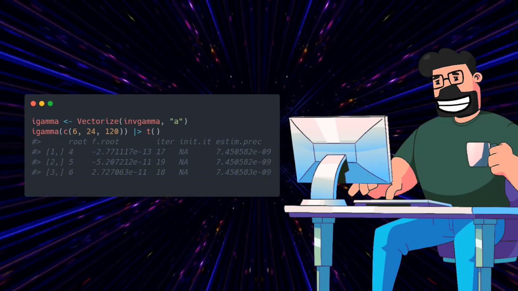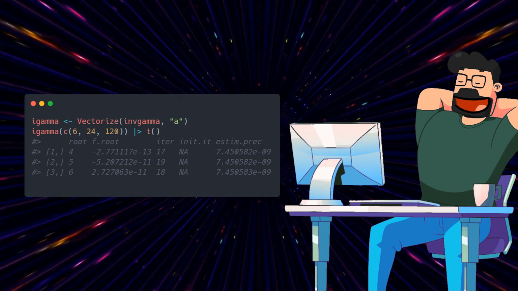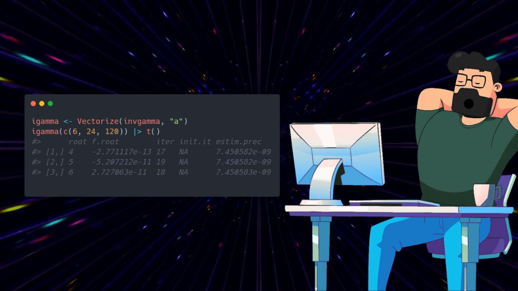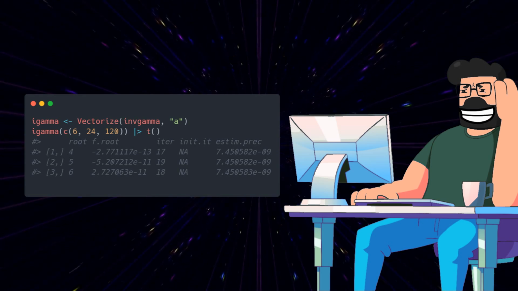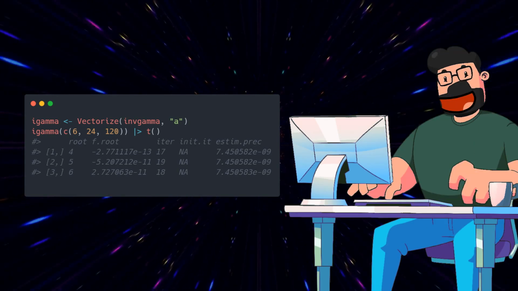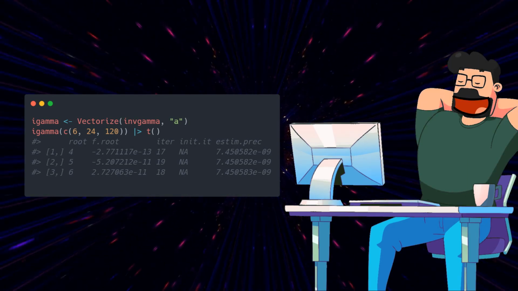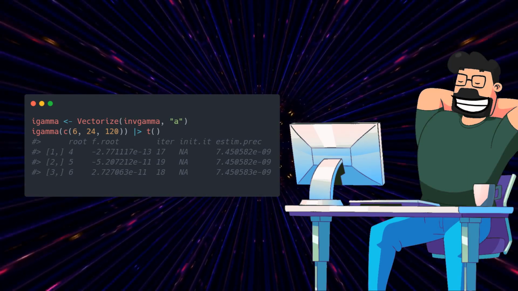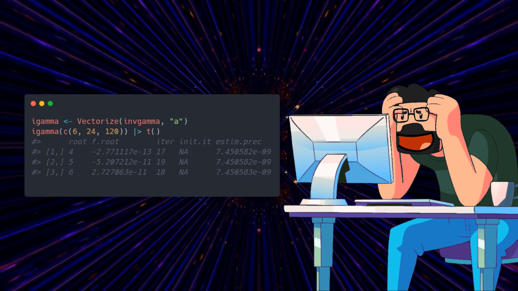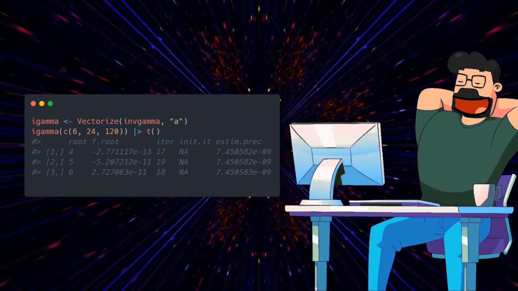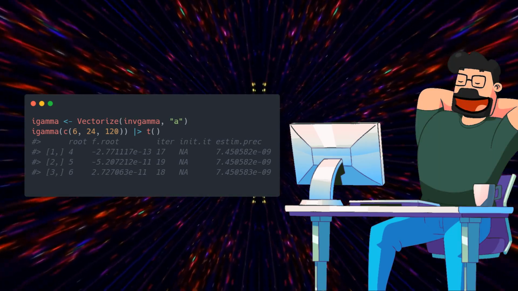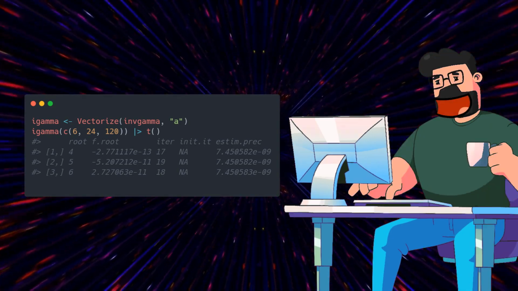Continuing with the solution, we can further enhance the invgamma function by vectorizing it using Vectorize. By vectorizing the function, we can efficiently calculate the input values for multiple output numbers at once. This allows us to find the input values for 6, 24, and 120 simultaneously, making our function even more versatile and powerful. It's like hitting two birds with one stone.